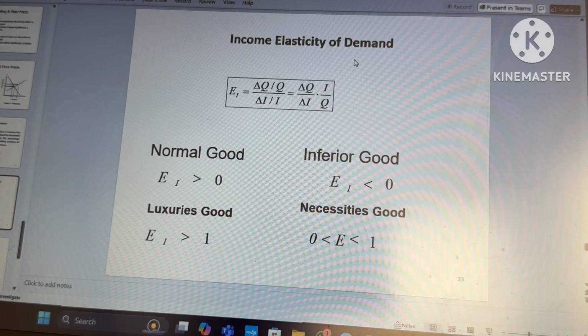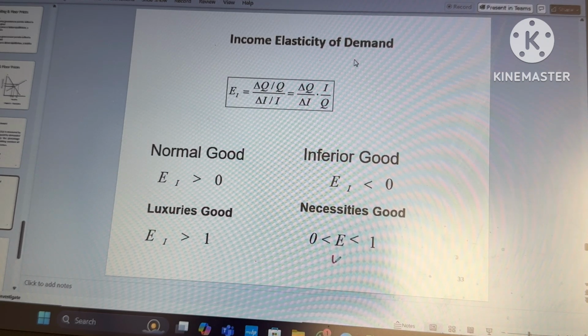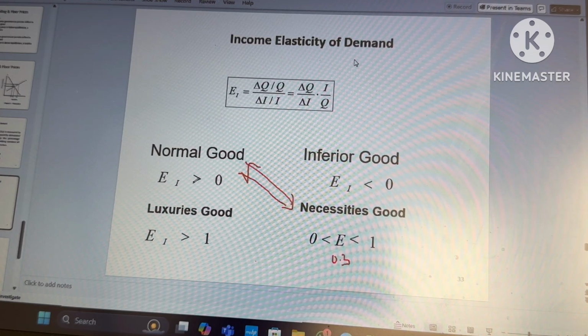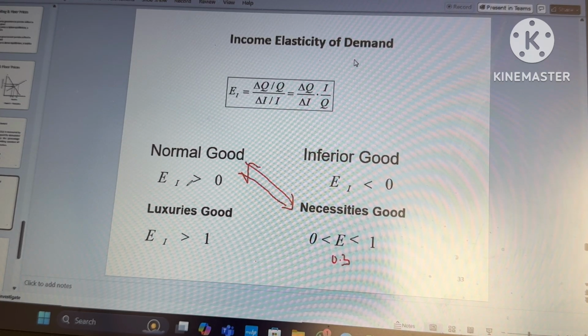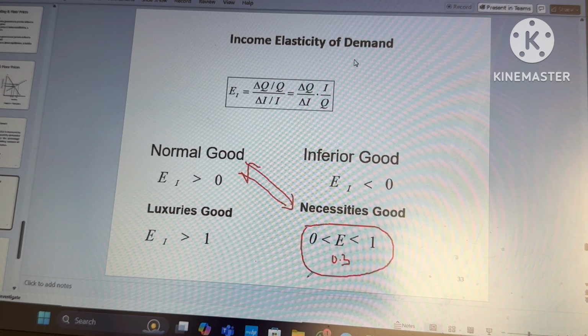So that 0.3 is the previous one. 0.3 lies somewhere here. And these two actually have a big difference. These two are said to be normal and necessary. This is also greater than 0, right? And this is actually in between 0 and 1.